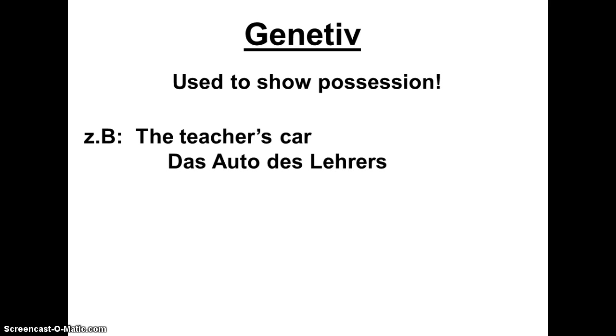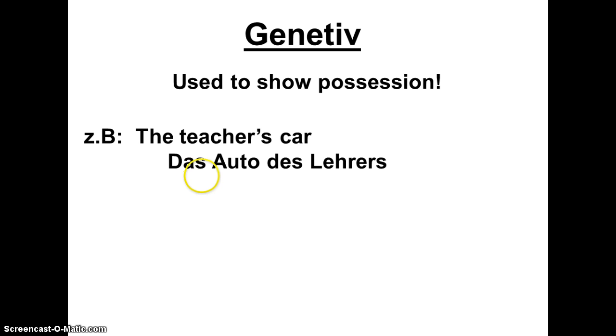In this lesson, I want to explain what the genitive case is. It's the fourth and final case, and it's used in German to show possession. In English, you show possession with apostrophe s. You say the teacher's car, and that shows whose car it is.